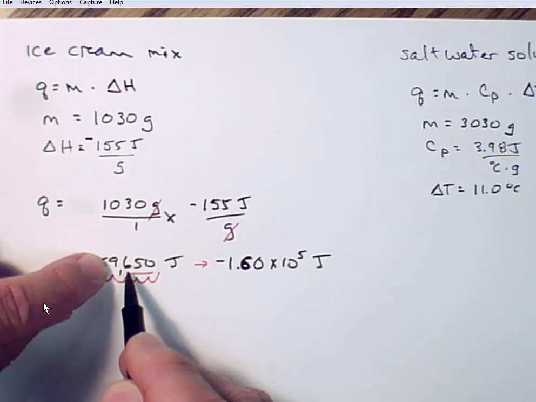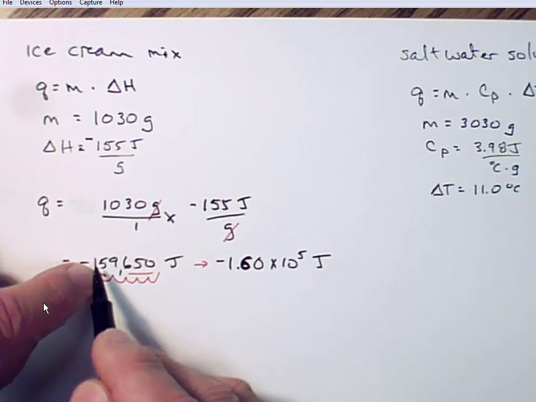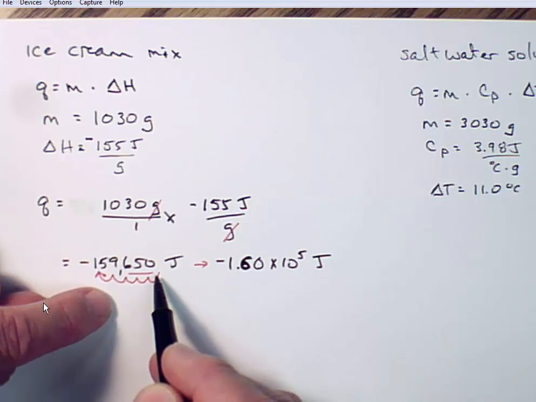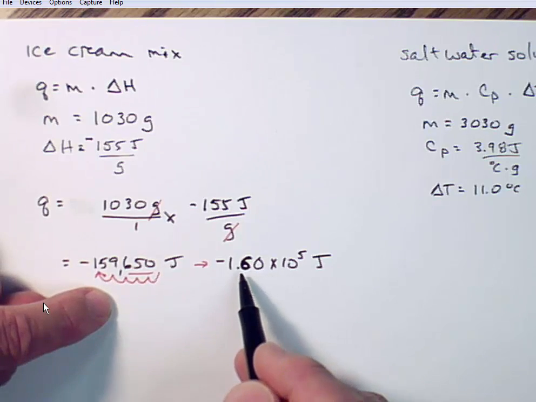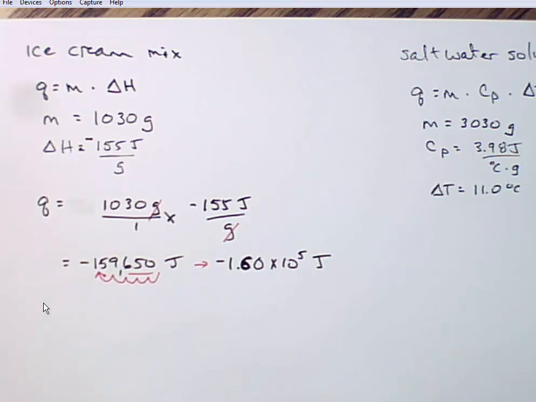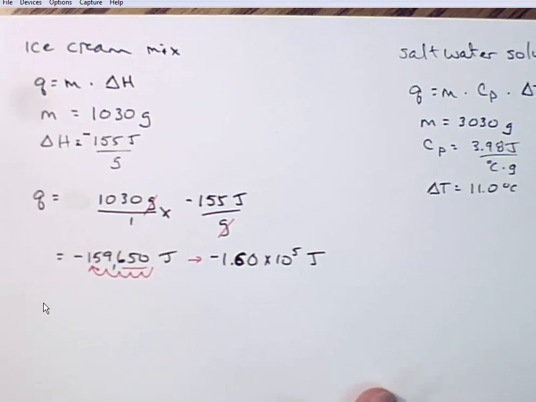That's because this 9 is rounded up to a 10 because of the 6 here. That 10 carries over to here to make that a 6, 1.60. Decimal place is moved to the left 5 places. 1.60 times 10 to the 5th joules. So that's the energy that must be removed from the ice cream mix to freeze all of it.